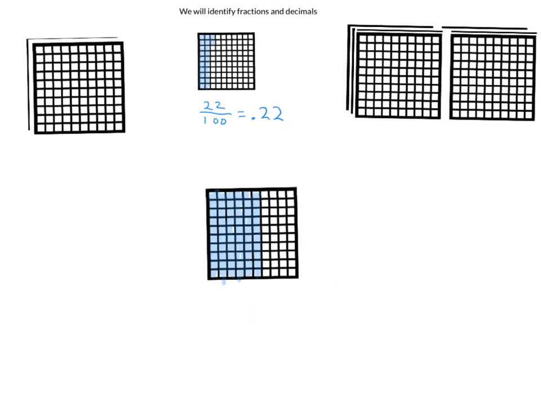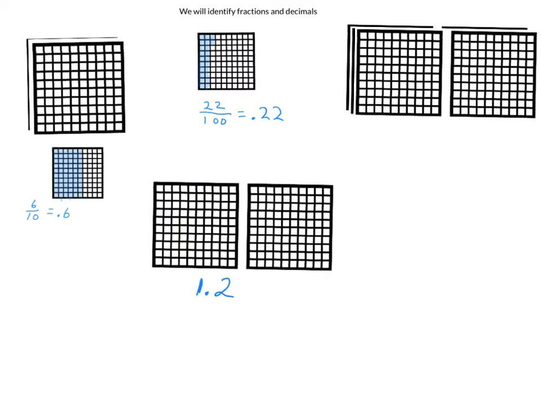Okay, for this next model, if we take a look at it, there's one, 2, 3, 4, 5, 6 columns. Okay, we know one column is 1/10, so this would be 6/10. We could write it as a decimal like this, or write it as a fraction, 6/10.